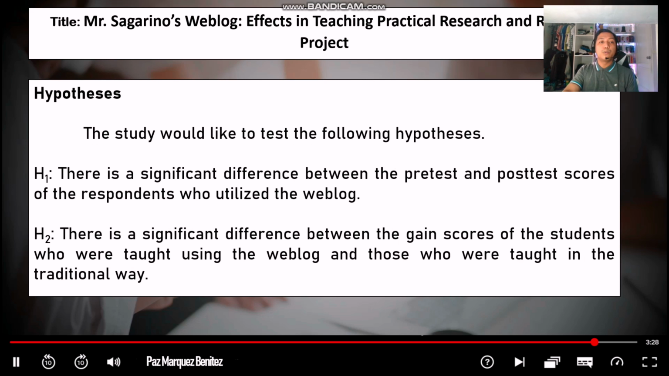Okay? So we also have the hypothesis. This study would like to test the following hypotheses. We have two alternative hypotheses. First, there is a significant difference between the pre-test and post-test scores of the respondents who utilize the weblog. And second, there is a significant difference between the gain score of the students who were taught using the weblog and those who were taught in the traditional way. So this is how you are going to create or make your action research question.